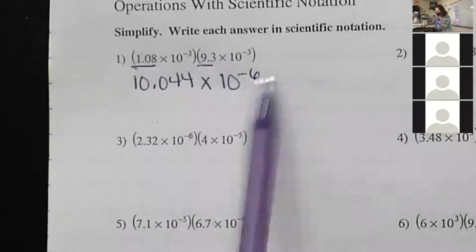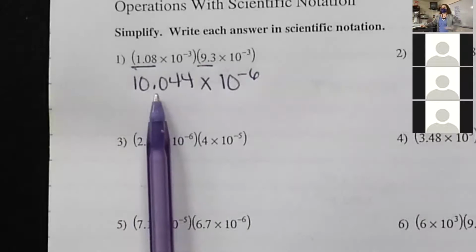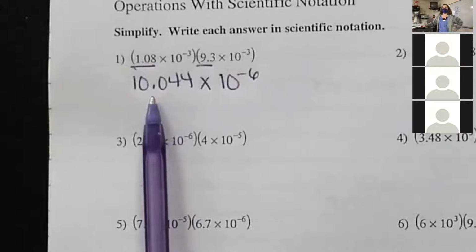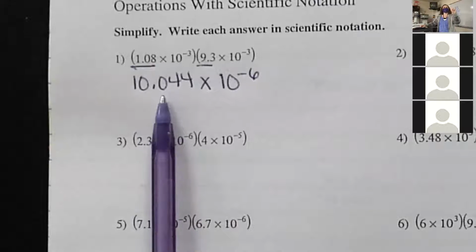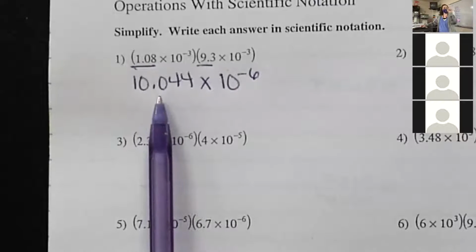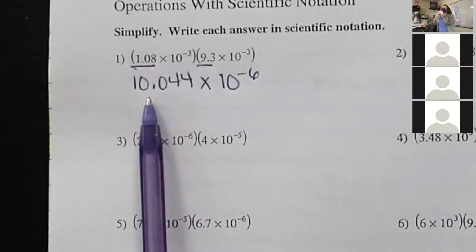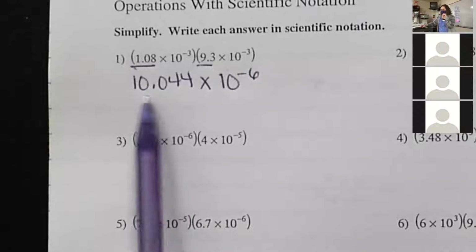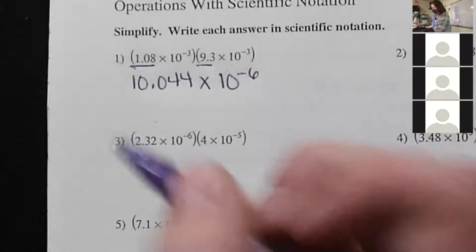Now you have to ask yourself, is this in scientific notation? No. No, because in scientific notation, you can only have one digit in front of the decimal. That is a digit either 1, 2, 3, 4, 5, 6, 7, 8, or 9. It has to be less than 10, 1 or bigger. Okay, so this is not less than 10, so I need to move this over.